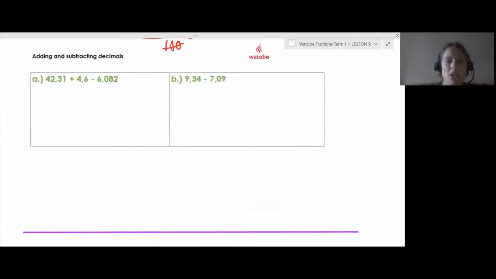But I want to move on to decimals. So we're going to revise this. We started with this on Monday. So we're going to have a quick look at adding and subtracting decimals. I'm going to give you 3 minutes, and in 3 minutes I want you to work these two out for me.